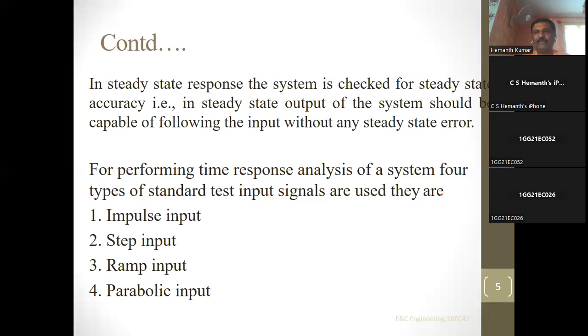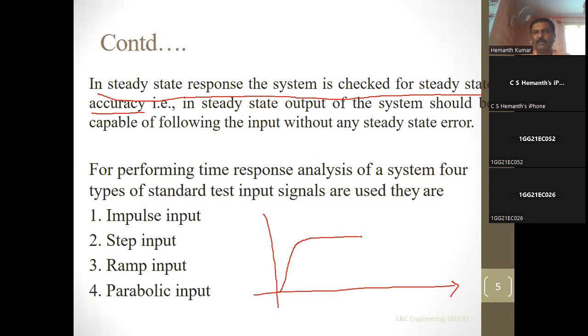Then coming to the other response, it is associated with the steady state. In the steady state response, the system is checked for steady state accuracy. Now I'll give an example. This is the response we expect for a first order system, the unit step response of the first order system. With this, I have been indicating two things. This part is transient and this part is steady state.